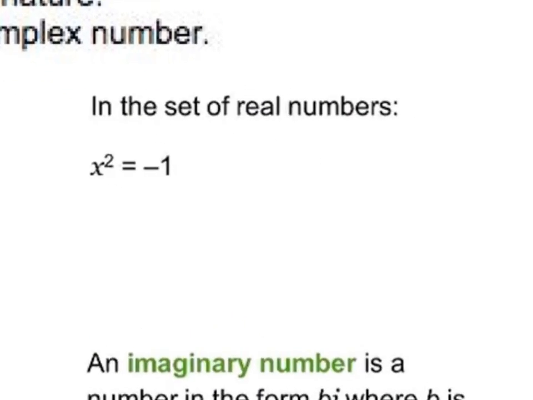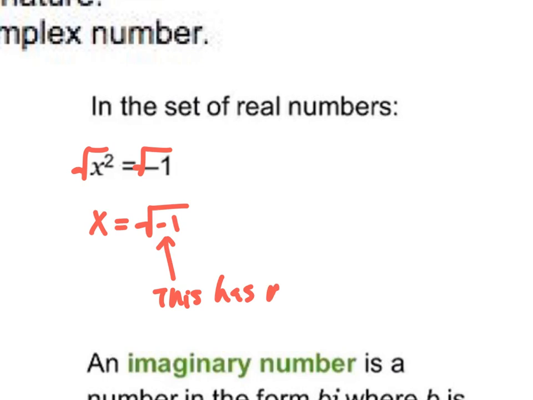If I were to take this equation and solve for x, this means that some number x times itself, x squared, is equal to negative 1. Now, if I take the square root of both sides, I would get that x is equal to the square root of negative 1. There's a problem with this: it cannot be done. This has no solution. The reality is that we can't take the square root of a negative number.